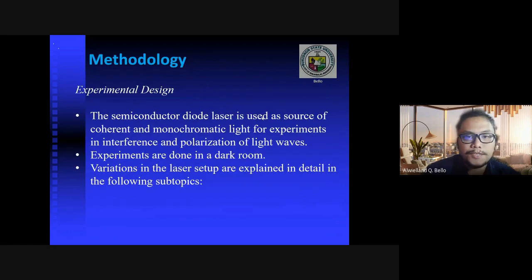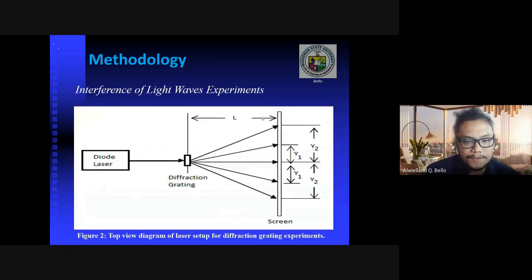For the experimental design under the methodology, the semiconductor diode laser is used as a source of coherent and monochromatic light for experiments in interference and polarization of light waves. Experiments are done in a dark room, and variations in the laser setup are explained in detail in the following subtopics. This is Figure 2, diagram of laser setup for diffraction grating experiments, wherein we have the diode laser here, a diffraction grating in the middle of the setup, and then at some distance there is the screen.